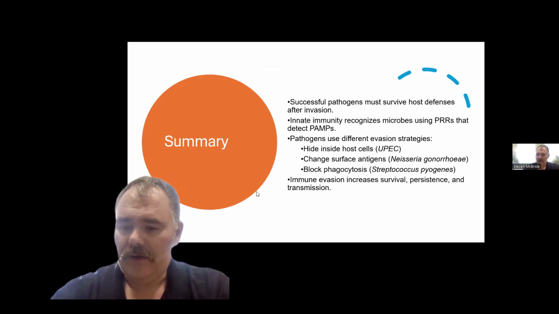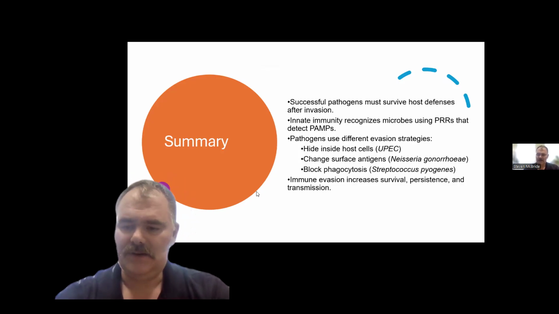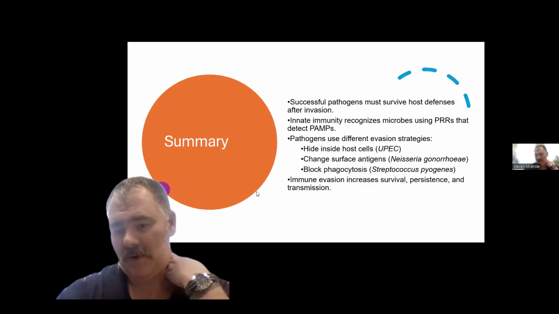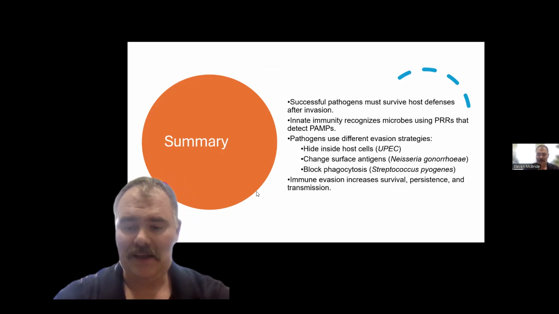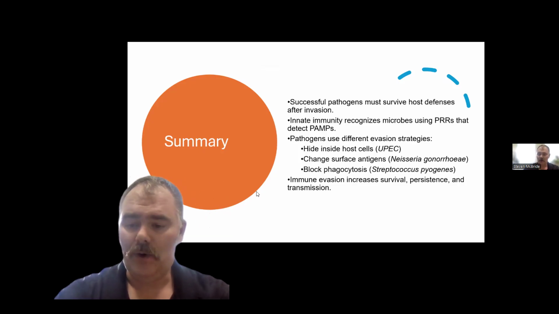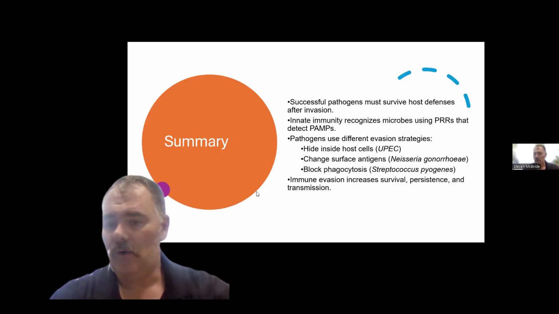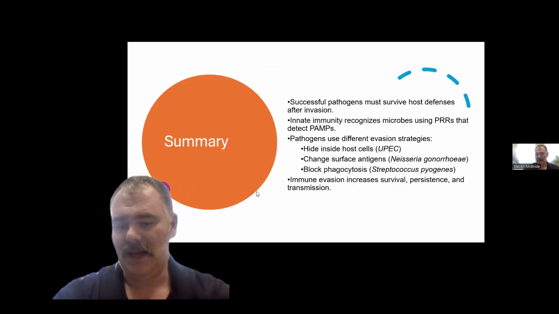Although these strategies are different, they all accomplish the same goal, increasing the pathogen's chances of survival inside the host. And as we continue studying pathogenesis, remember that disease is not simply a result of entering the body. The pathogens that cause disease are often the ones that can successfully avoid, manipulate, or overcome the immune response long enough to grow, spread, and transmit to the next host.